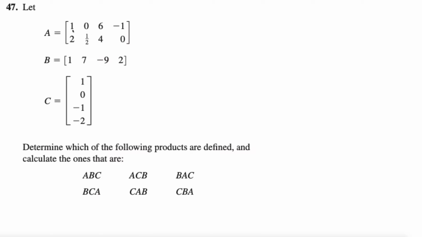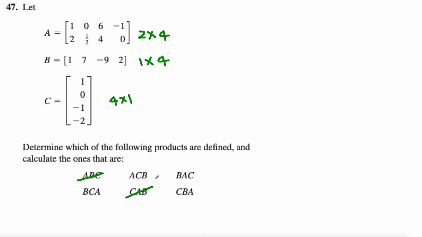Then, when you look at it, A is 2 by 4, B is 1 by 4, and C is 4 by 1. So now when you multiply ABC, A has to multiply by B. But that means the number of columns has to match the number of rows, and that doesn't match. So in fact, we cannot even multiply A times B. So anything with A times B cannot be multiplied. So this is out. A times B, that's out. So forth and so on.